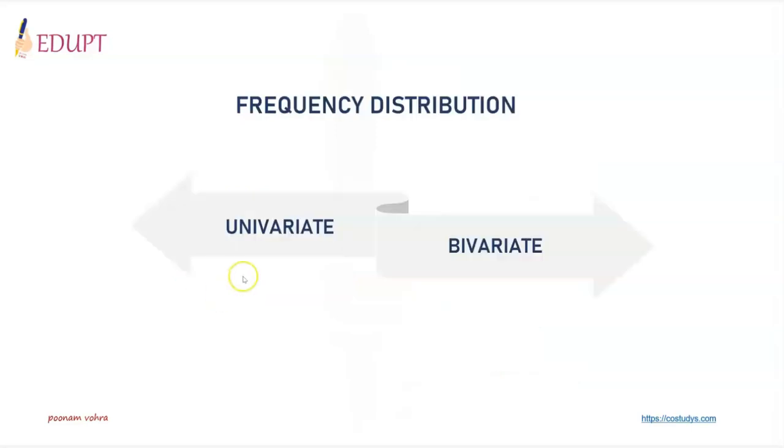Last aspect is the frequency distribution as univariate and bivariate. When data is classified on the basis of a single variable, the distribution is known as univariate. And when data is classified on the basis of two variables, the distribution is known as bivariate.